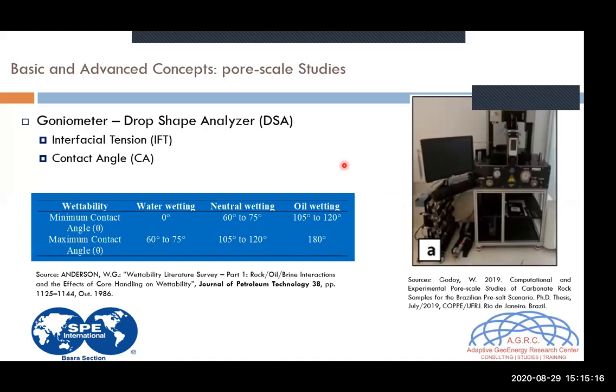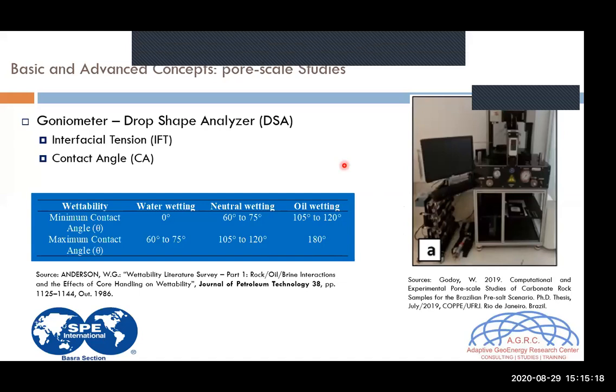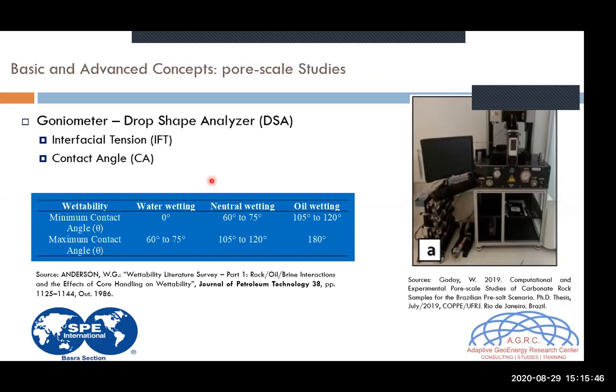And I'm showing here in this image a goniometer. The name of this one is a drop shape analyzer, from KRÜSS. It's equipment with which you can measure both the interfacial tension and the contact angle. Actually, you can perform different procedures to get this measurement done. And I would like to show here that based on these angle values, you can have some idea of the wettability of your system.